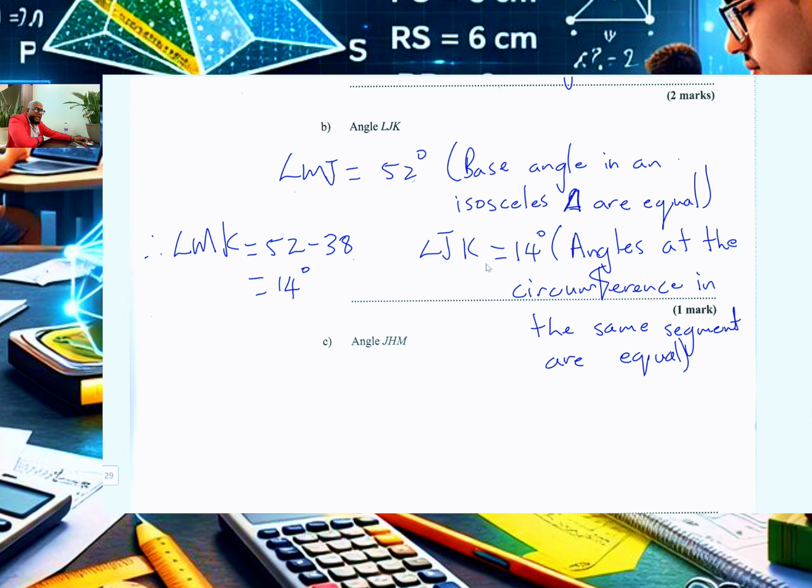So in order to find LJK, I first needed to identify that LMG is equal to 52 degrees. The reason for that would have been base angles in an isosceles triangle are equal, right? I proceeded to find LMK, which was 52 minus 38. That gave me 14 degrees. This would now imply that LJK is equal to 14 degrees, and the reason for that will be angles at the circumference in the same segment are equal. Alright? So the next part of the question is to find JHM.